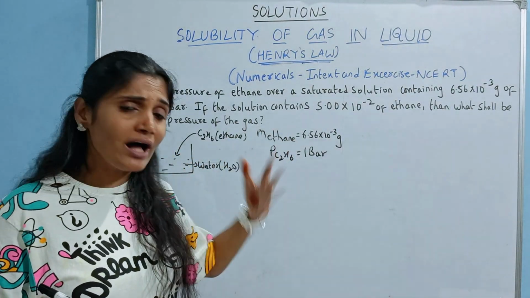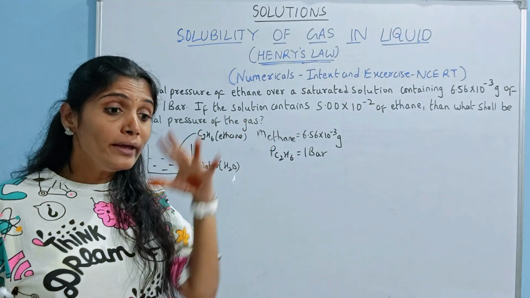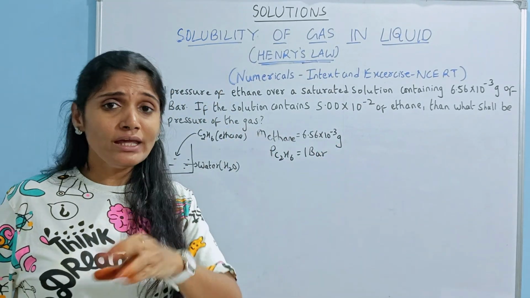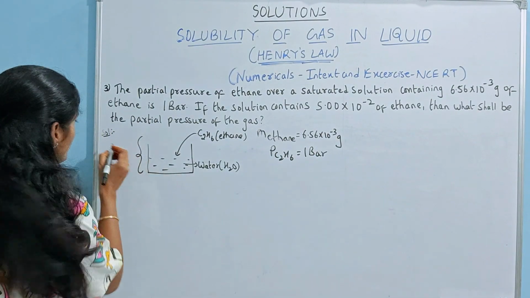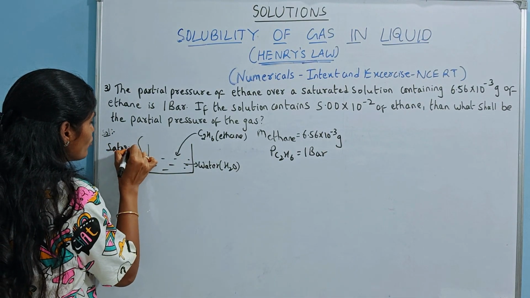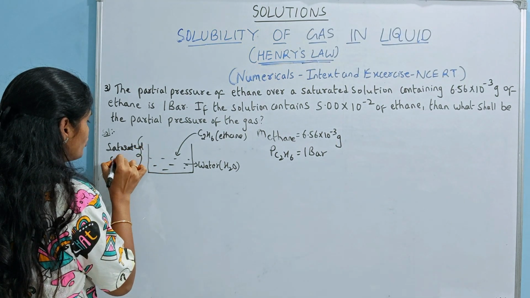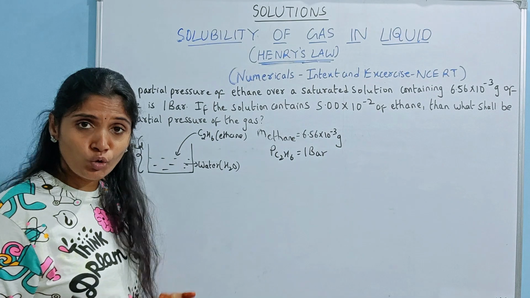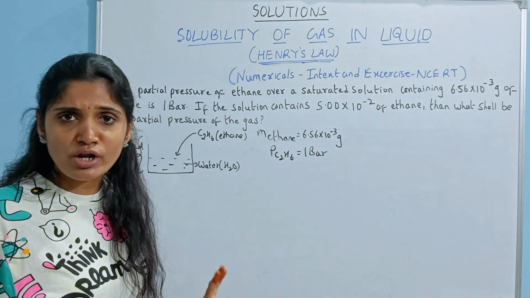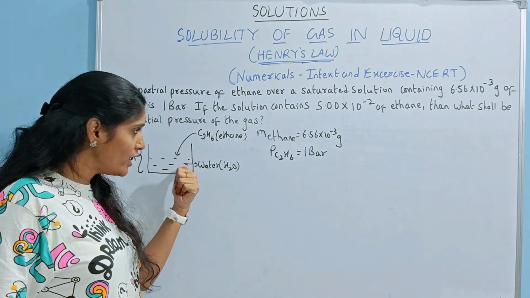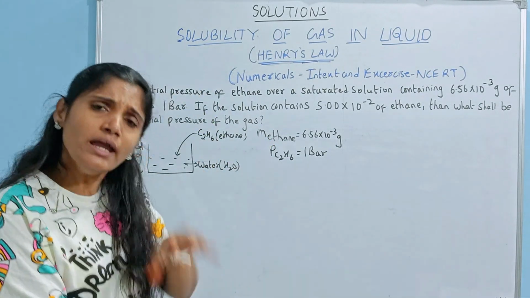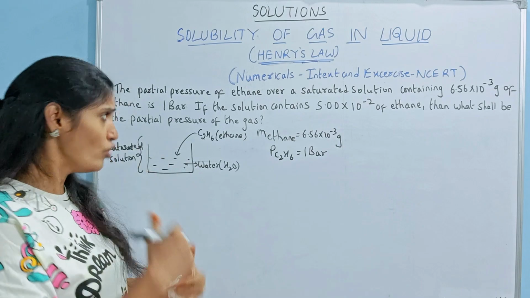Now, we have passed ethane gas up to saturation. Meaning we have passed ethane gas to such a point that no more ethane gas can be passed into water. So this solution has become a saturated solution. We started passing ethane into water till it became saturated. Now in this saturated solution, ethane is there in water. It has made a solution.